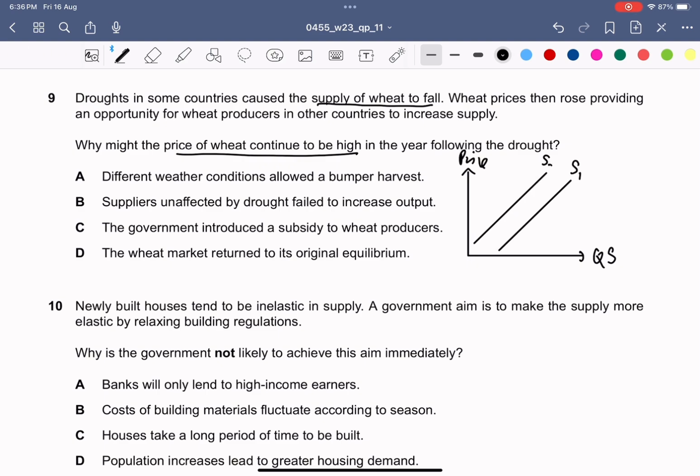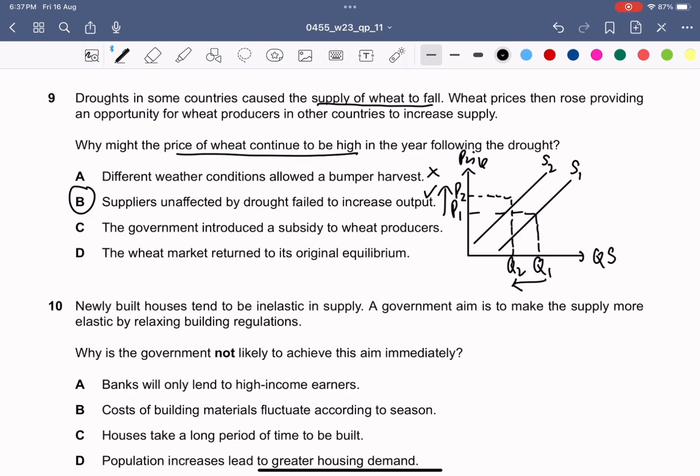So when supply falls in Kenya, the supply curve moves leftwards, so price increases. The question is asking why the price of wheat is still high in Kenya. It's because supply still hasn't increased in the following year. So right now we need to find an answer that shows supply hasn't increased. So the answer is B. Suppliers unaffected by drought failed to increase output.